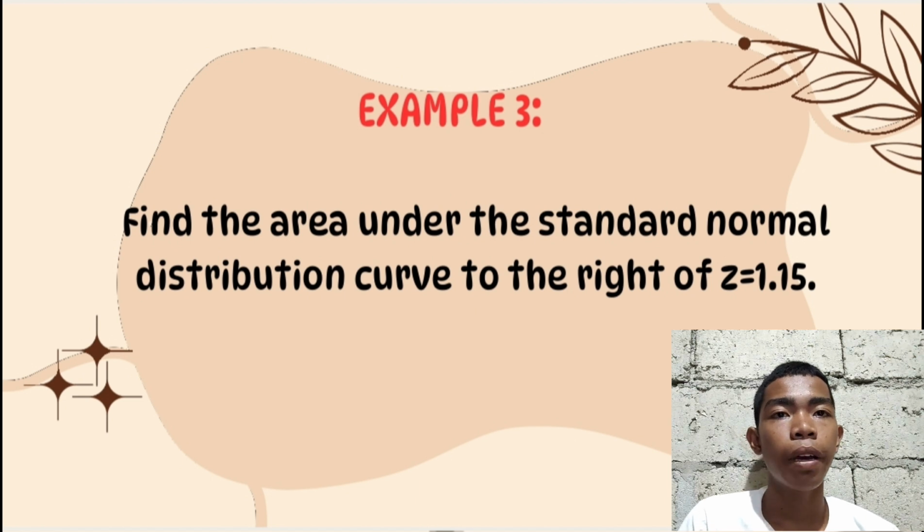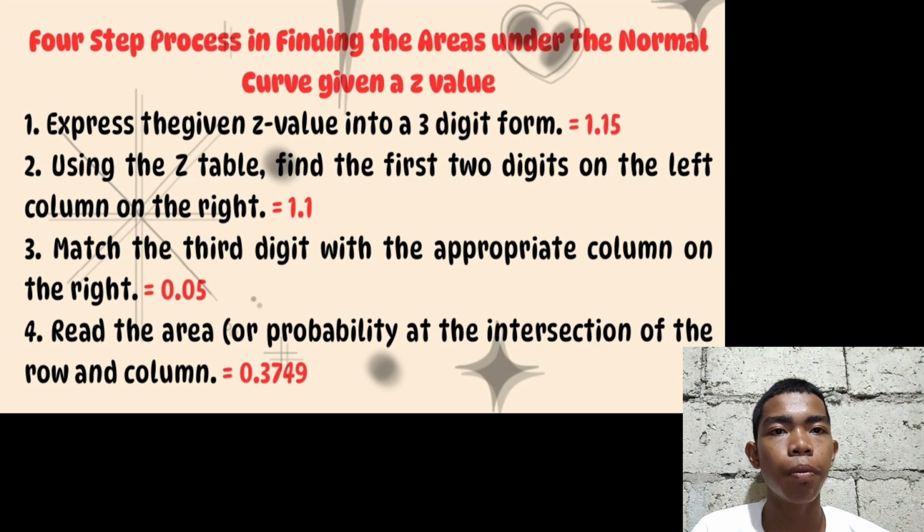Example number 3. Find the area under the standard normal distribution curve to the right of z equals 1.15. But before we can answer that, we must first find the area for 1.15. So we must use the 4-step process. Number 1, express the given z value in 3-digit form, which is 1.15.